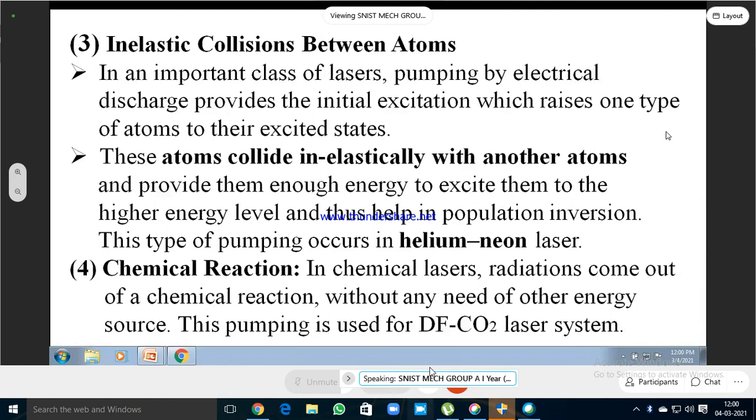Any process, excitation process is compulsory. Without the excitation process there is no population inversion in the material, if no source of energy is given.